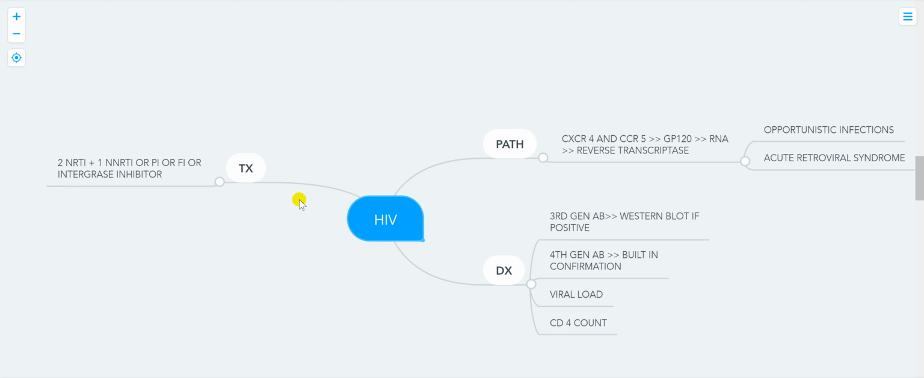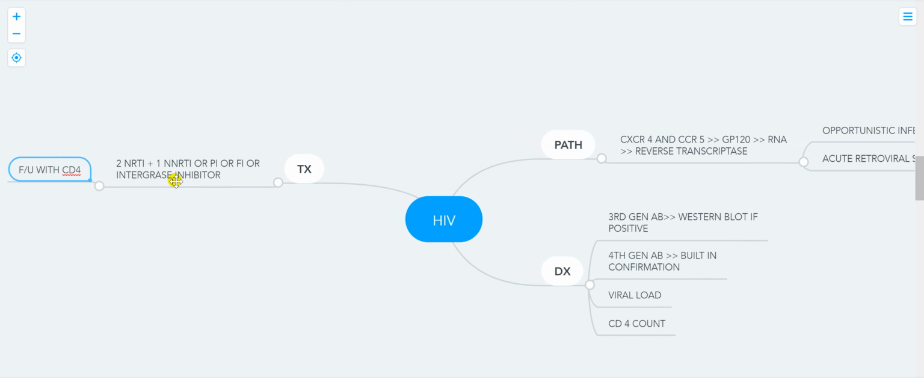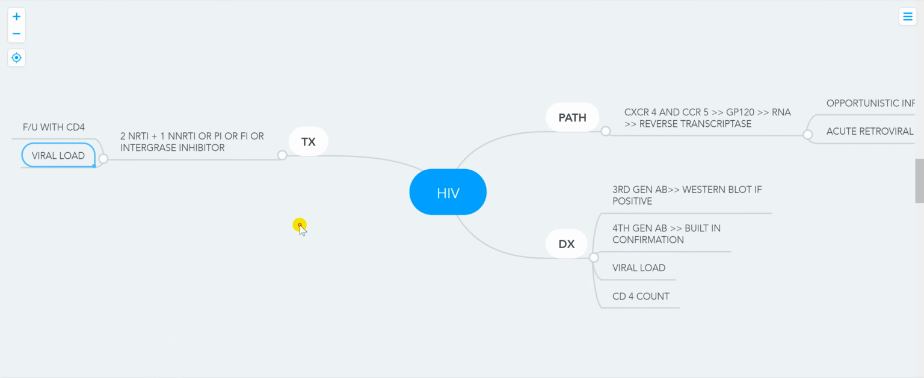So after that, how do we follow up? After you treat it, you follow up with CD4 count and the viral load. The CD4 count should increase by 50 every year, and the viral load should fall 1 log every 4 weeks. So these are the treatment modalities.